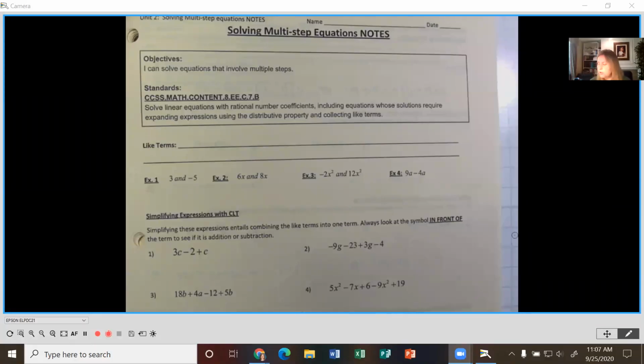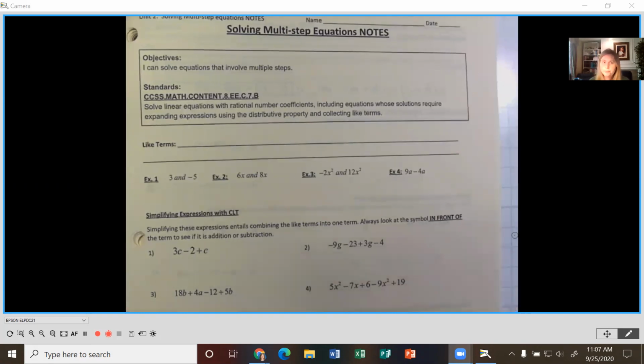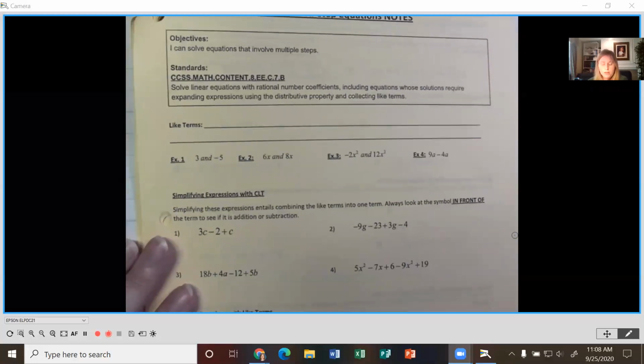All right, so we are doing the lesson Solving Multi-Step Equations notes. I can solve equations that involve multiple steps. We have: solve linear equations with rational number coefficients, including equations whose solutions require expanding expressions using the distributive property and collecting like terms. Okay, so we want to just have a refresher from pre-algebra about what like terms are.